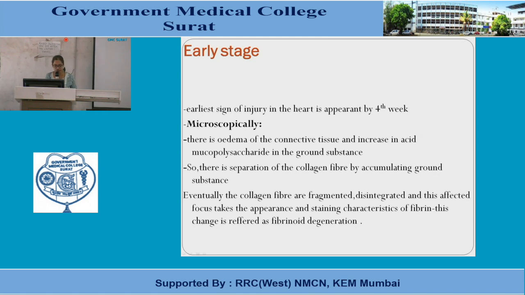The earliest sign of injury in the heart is apparent by the 4th week, and microscopically you can see there is edema of the connective tissue and an increase in acid mucopolysaccharide in the ground substance. So there is separation of the collagen fibers by accumulating ground substance. Eventually, the collagen fibers are fragmented and disintegrated, and this affected area takes the appearance and staining characteristic of fibrin. So, these changes are referred to as fibrinoid degeneration.